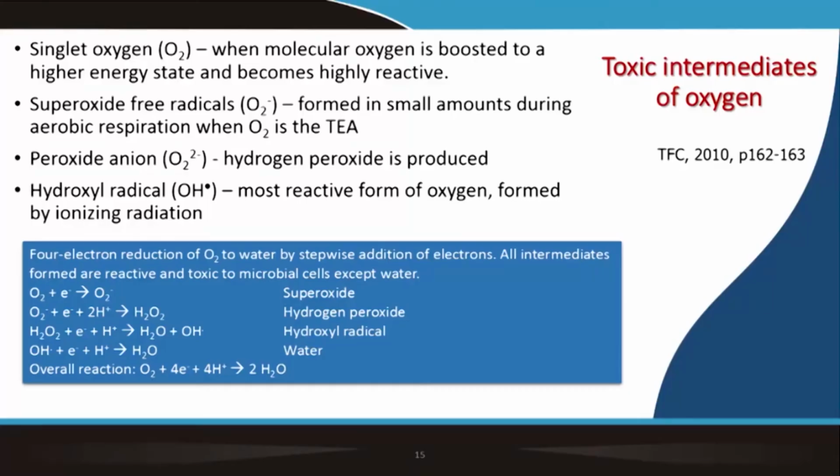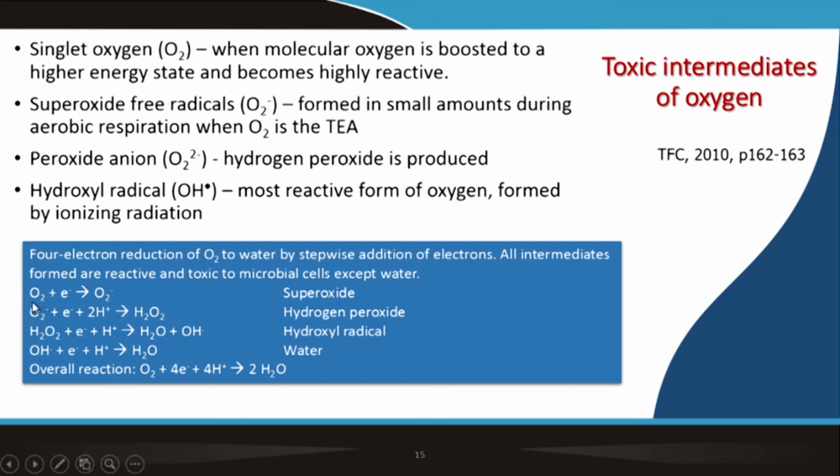Now, having seen that there are several different groups of bacteria and they all respond to the presence of oxygen in very different ways, it's also important to realize that in aerobic respiration, there is a 4-electron reduction of oxygen to water in a stepwise fashion. So there are several intermediates that are formed. They are all highly reactive and toxic to microbial cells, and it's only in the last reaction that you have an end product like water, which is non-toxic to the microbes.